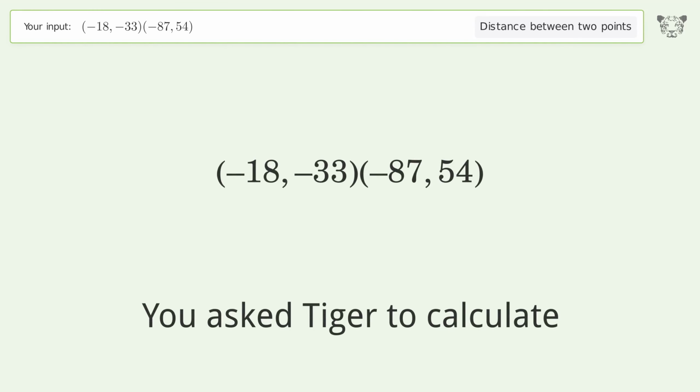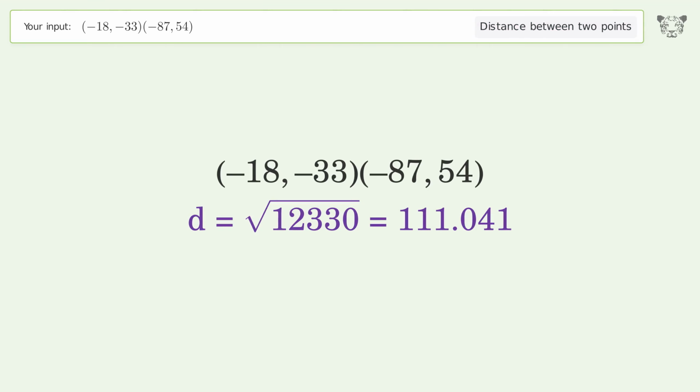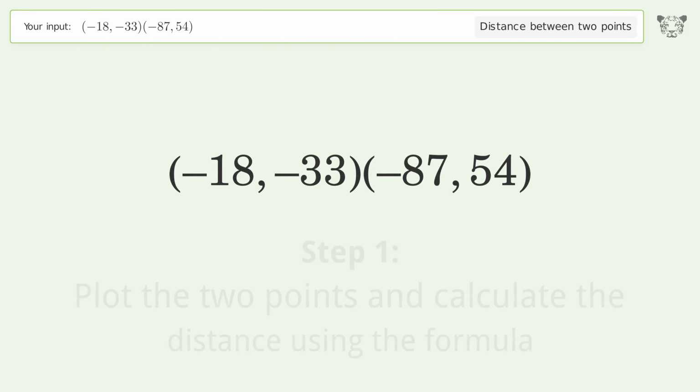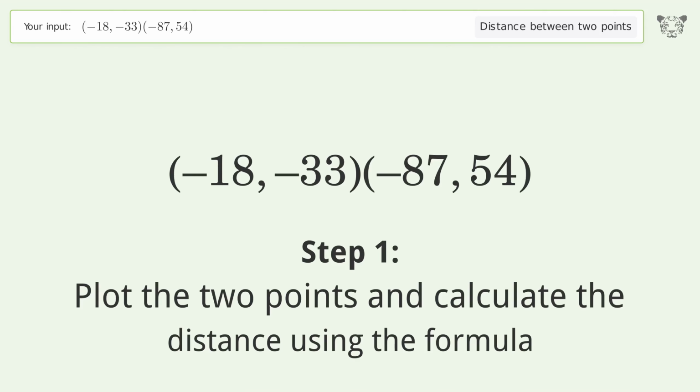You ask Tiger to calculate. This deals with the distance between 2 points. The distance between the 2 points is the square root of 12,330, or 111.041. Let's solve it step by step. Plot the 2 points and calculate the distance using the formula.